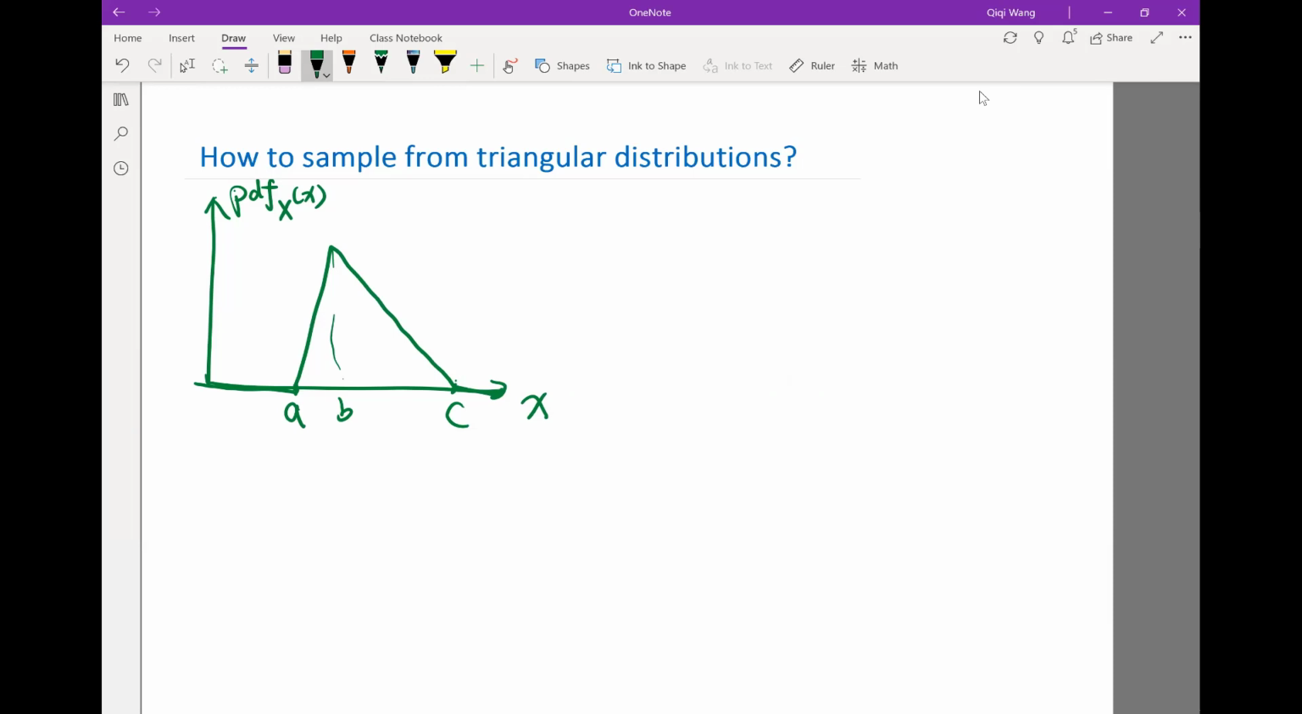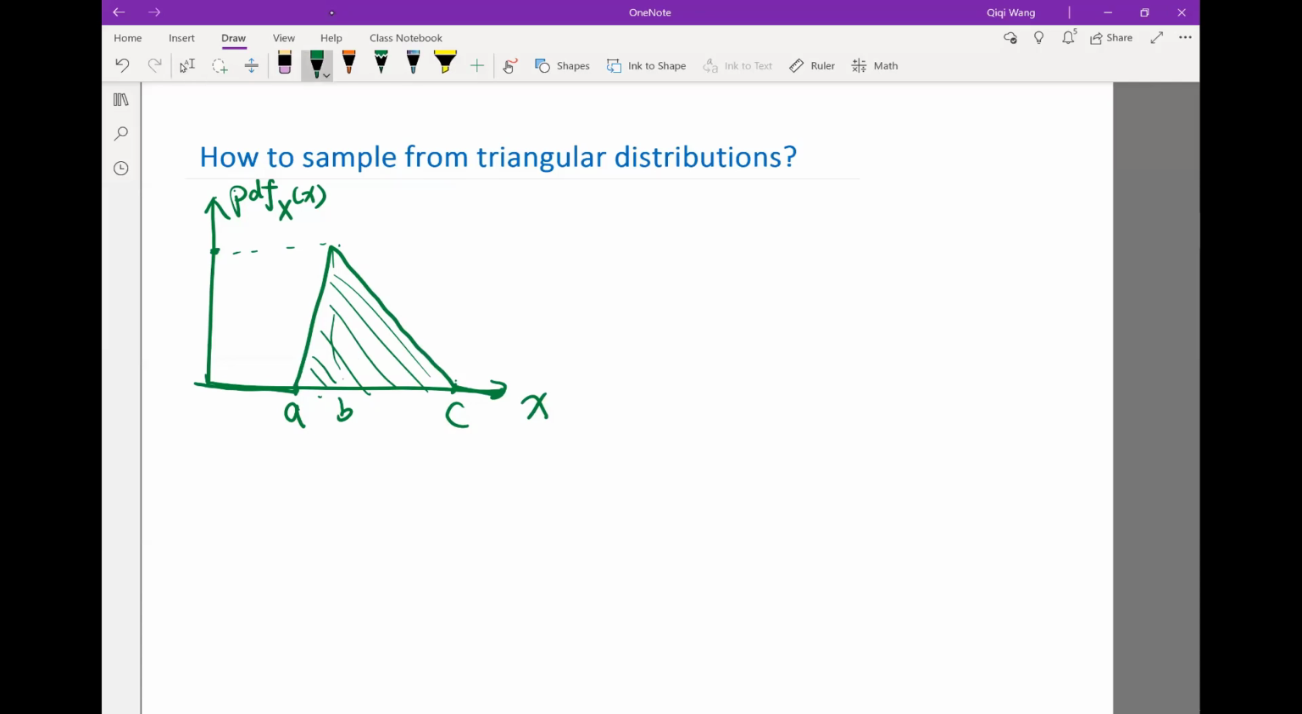So maybe somebody can tell me, what should the peak of the PDF be? How do you know the peak of this PDF? You don't have to give me answers, but how do you figure this out? You need the area of the triangle to equal 1. Yes, the area of the triangle, which is the integral of the PDF, has to be 1.